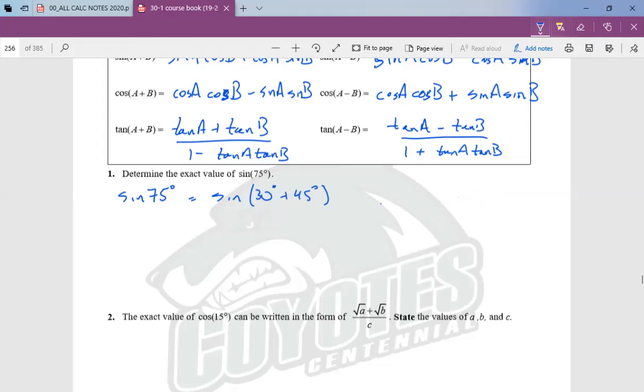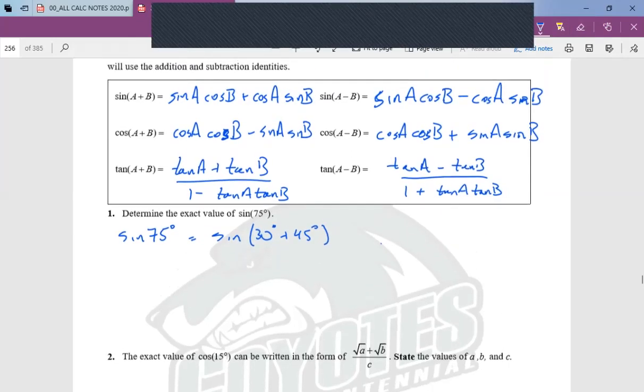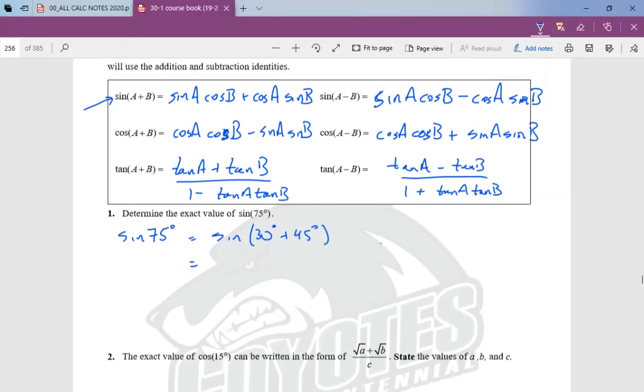So by following this first formula, sine a plus b is sine a cos b plus cos a sine b. If your a is 30 and b is 45, this ends up being not too bad: sine 30 cos 45 plus cos 30 sine 45.